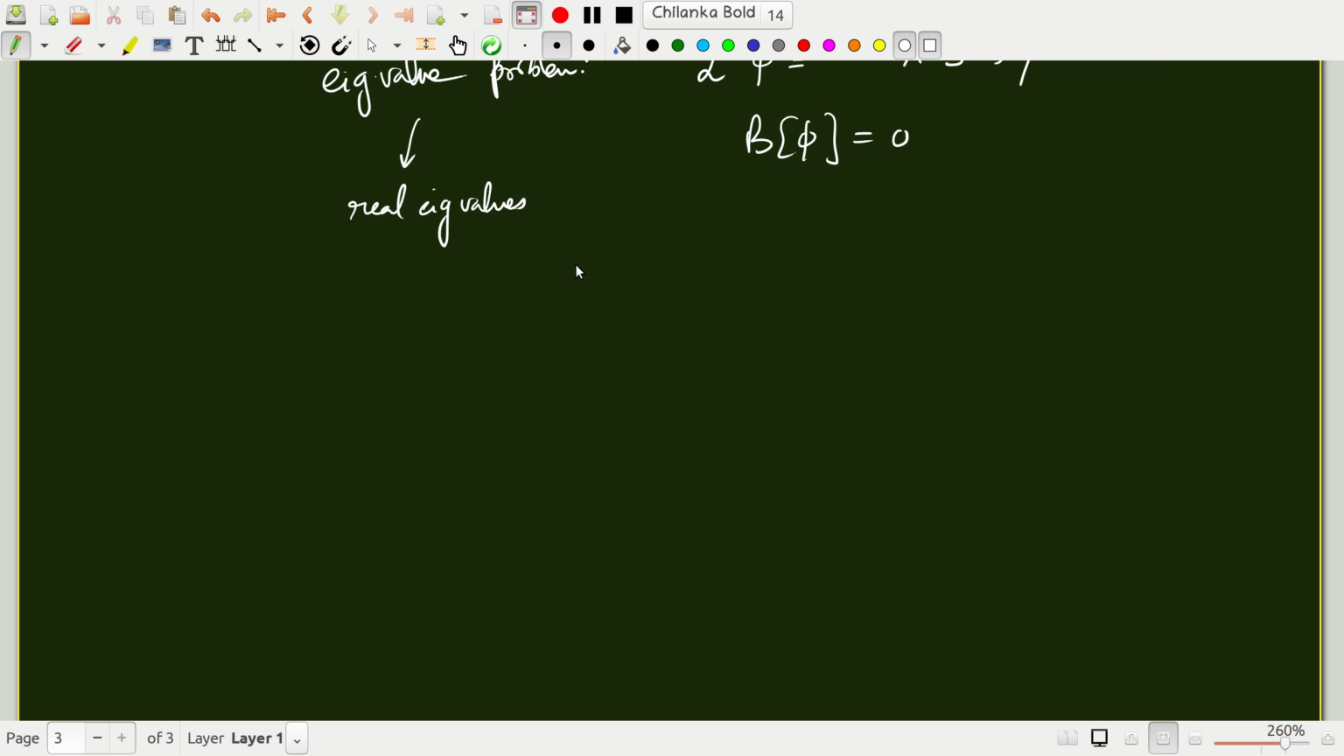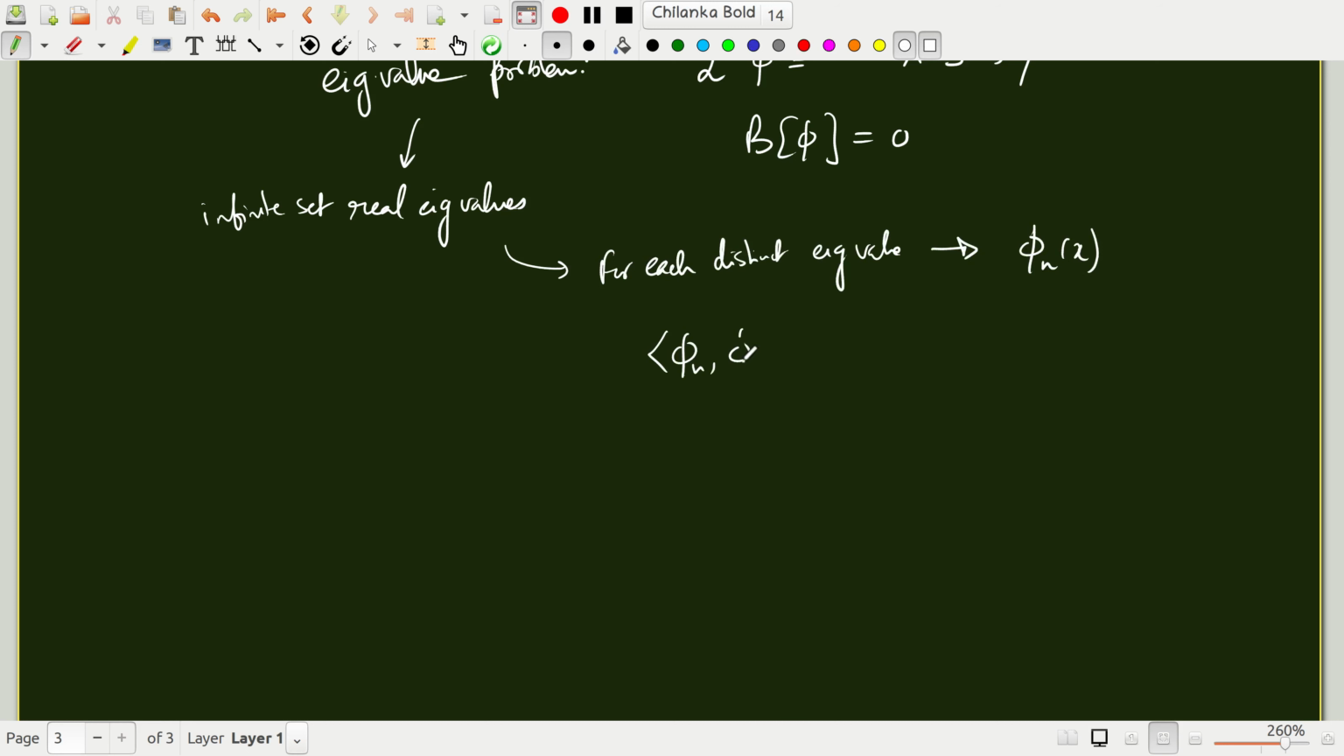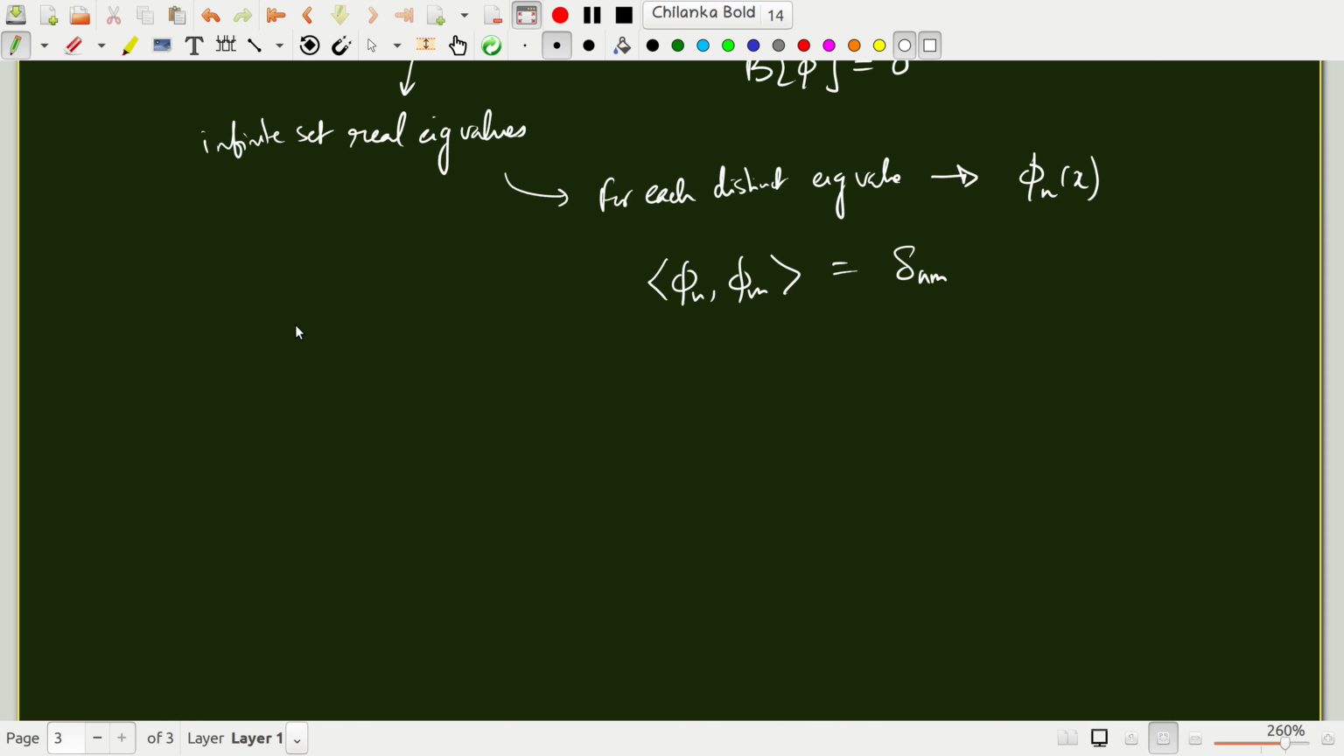and you have an infinite set of real eigenvalues, and corresponding to each distinct eigenvalue you have an eigenfunction phi n of x, and this phi n, phi m, they are orthogonal. Okay, and we can also make the set orthonormal.